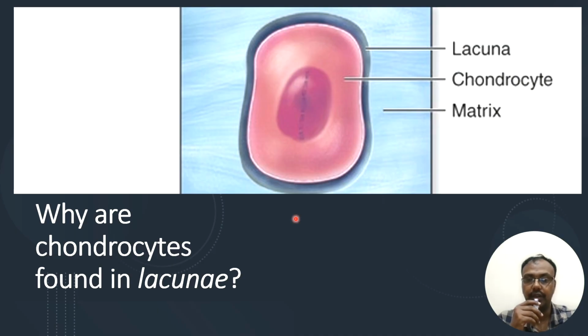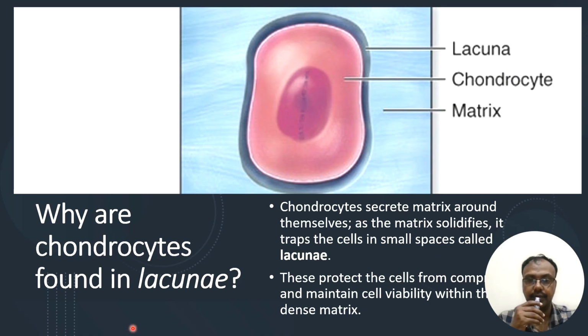Why are chondrocytes found in lacunae? Chondrocytes secrete matrix around themselves. As the matrix solidifies, it traps the cells in small spaces called lacunae. There's a lacuna here. This is the matrix here. These protect the cells from compression and maintain cell viability within the dense matrix. This is a chondrocyte lying in the lacuna, and this is the matrix.